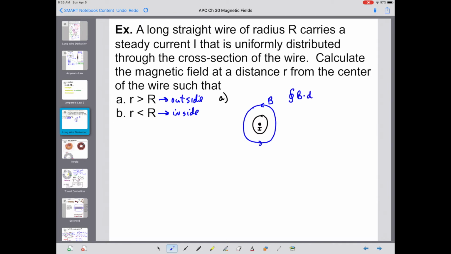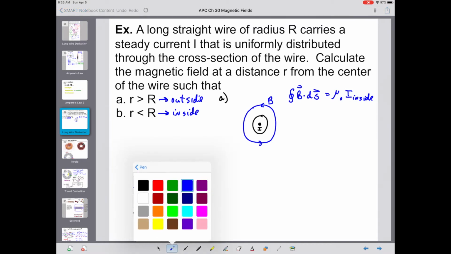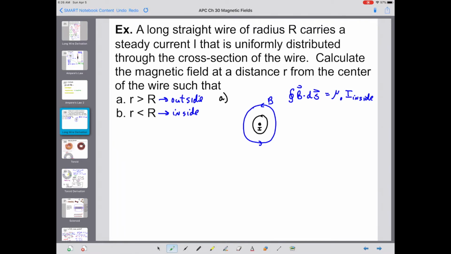Step one, we start with the equation. Ampere's law, closed integral of B dot ds equals mu naught times I inside. Second step, specify our different quantities. So I'm going to draw a little ds right there on our loop. At that location, we also know that B is in this direction, and also specifying r.